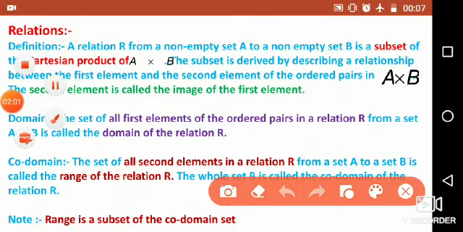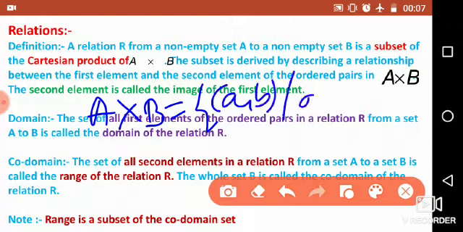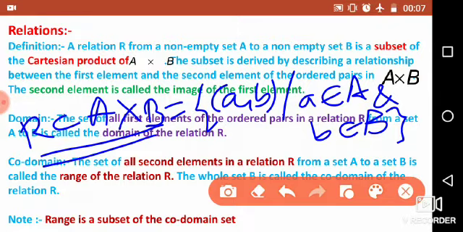For example, suppose A is a set containing some elements, then A cross B is always equal to the set containing the ordered pairs (a, b) such that a belongs to the first set and b belongs to the second set. Then a relation is always a subset of the Cartesian product of the given two sets. The first element belongs to the first set, the second element belongs to the second set. Here b is called the image of the first element.